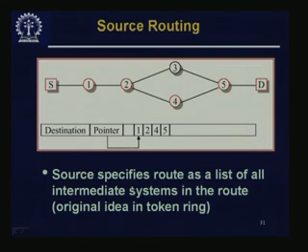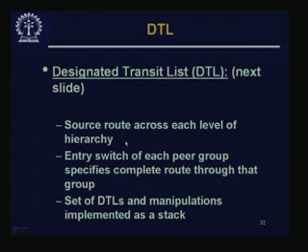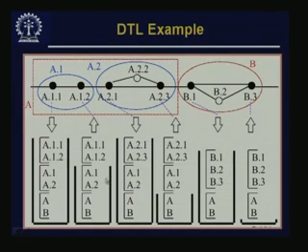So, the source specifies the route as a list of all intermediate systems in the route, okay. This was the original idea also in the token ring. For this it uses a designated transit list, DTL, which is in the form of a stack, as I will just show you. So, for the source route across each level of hierarchy, the entry switch of each peer group specifies the complete route through that group, and the set of DTL manipulation is implemented as a stack. So, AB may be at the bottom of the stack, this is at the top level of the hierarchy, then A12, then A11, A12. This is how it is put in a stack and the path is computed.